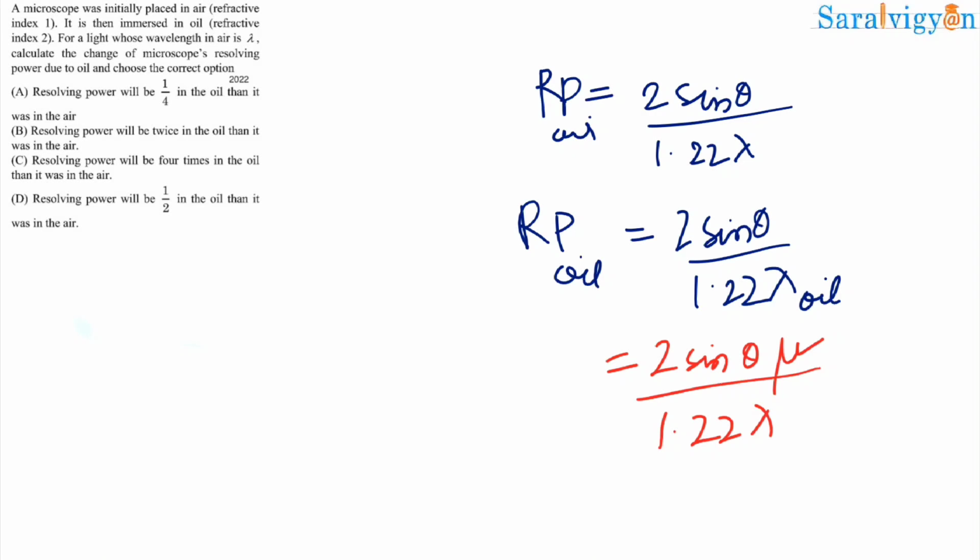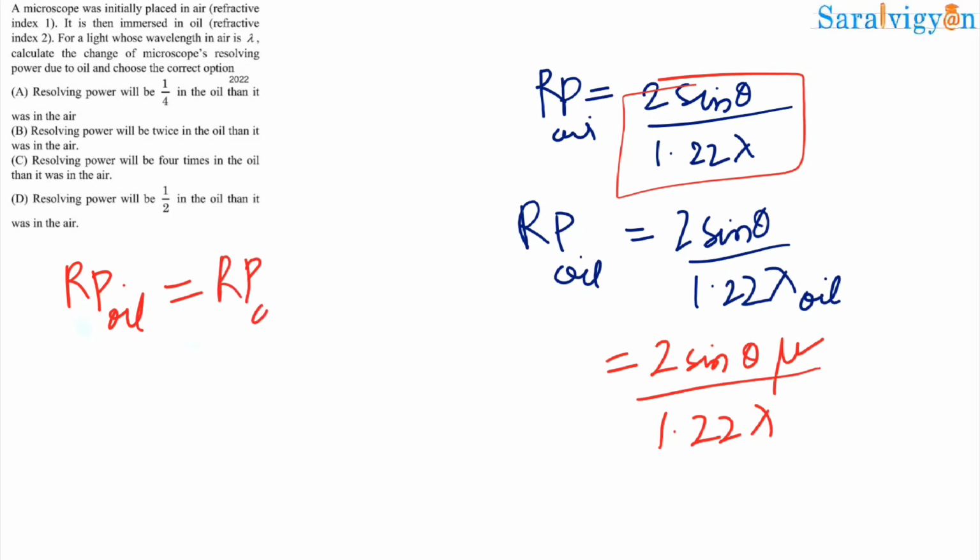Now with this we can understand that this is the same as Rp air. So we can write Rp oil is equal to Rp air, resolving power in air, into mu. Mu of oil is given as 2. So we have Rp air into 2. Now resolving power in oil will be 2 times that of air. So that is our option B. Resolving power will be twice in the oil than it was in the air.